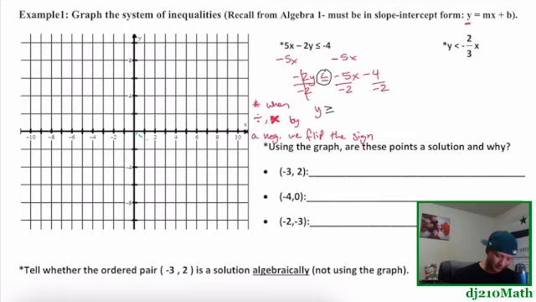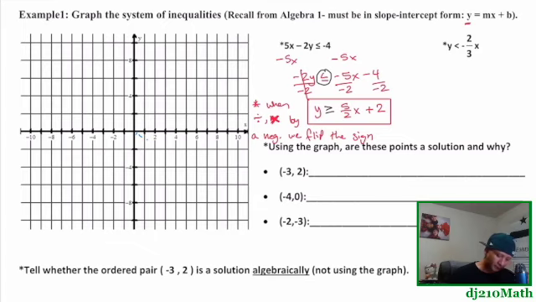Negative divided by negative is a positive. So positive 5 over 2 x. Again, -4 divided by -2 is positive. 4 divided by 2 is 2. All right, so now y is greater than or equal to 5/2 x plus 2.